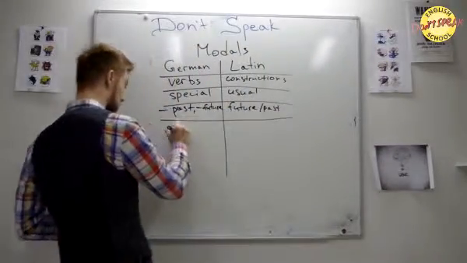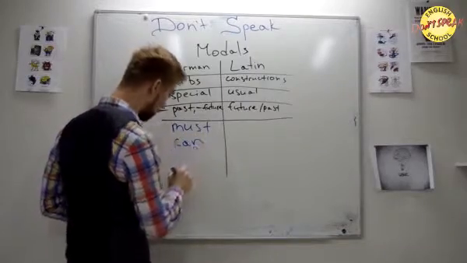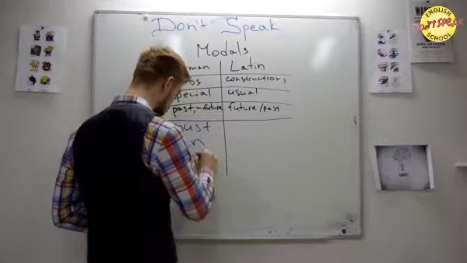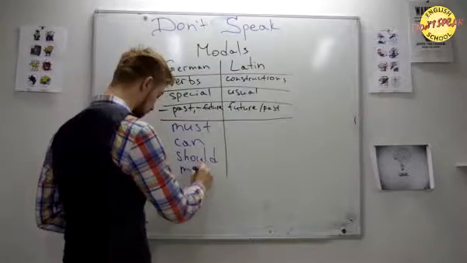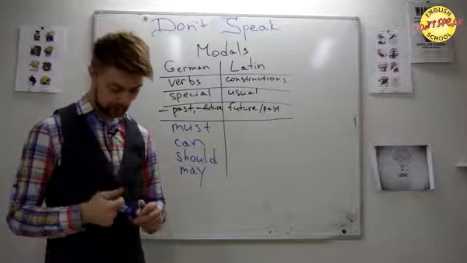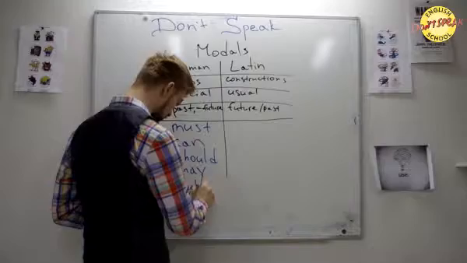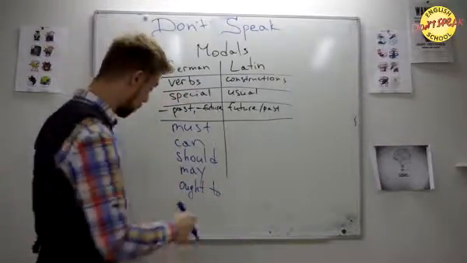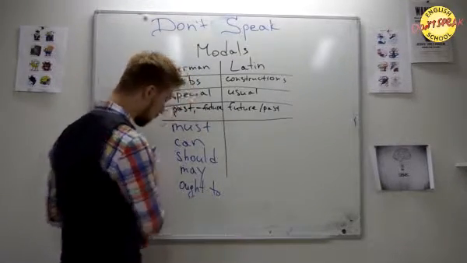Yeah, you know must, that is originally müssen. You know can, that is originally können in German, I mean. You also know should and may. These are the four main ones. And you probably heard about ought to, though we do not use it in modern language.